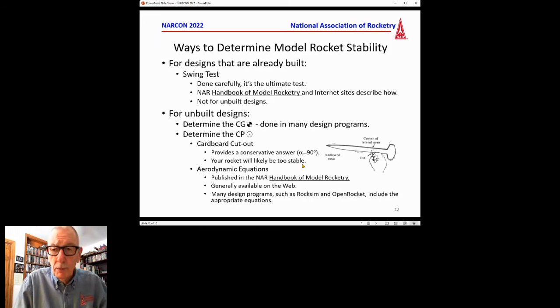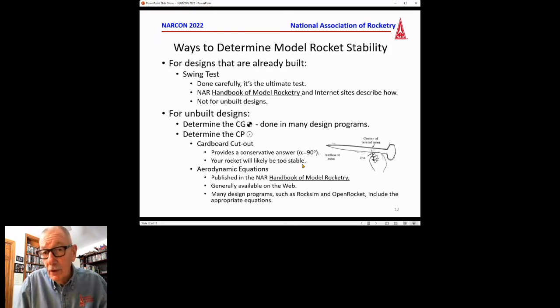Determining the center of pressure is a little bit trickier. Before you actually fly or have a rocket to do it with, the most popular method for a long time has been the cardboard cutout method. That provides a very conservative answer. It basically allows you to see where the center of pressure is if the rocket is flying normal to the airflow, or sideways. So if the rocket's flying sideways, that's where your center of pressure is.